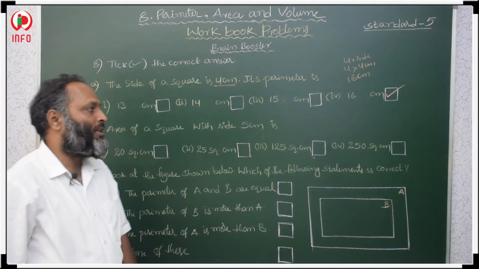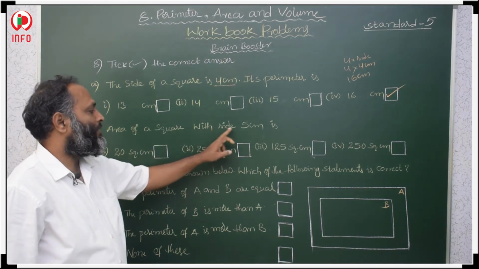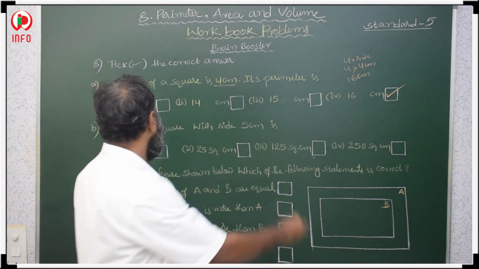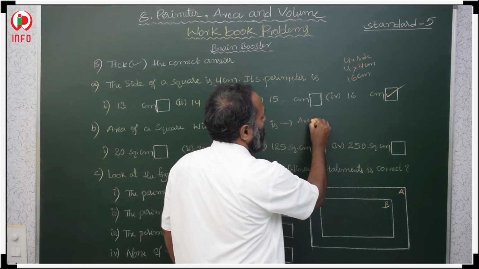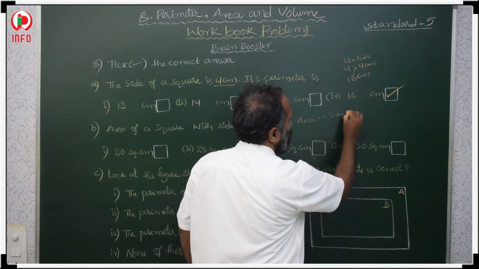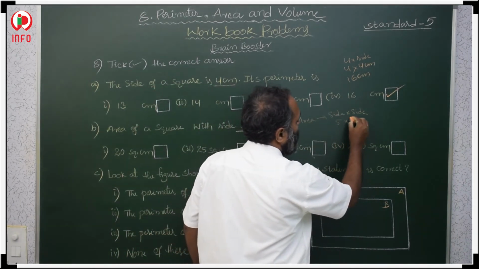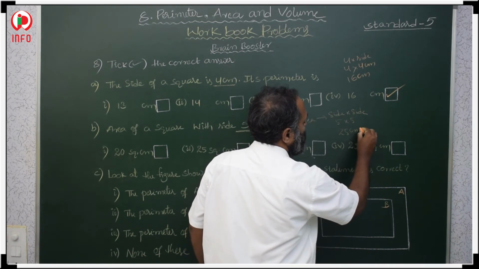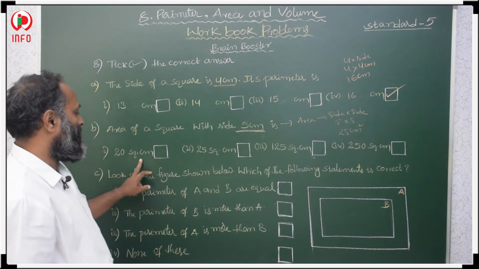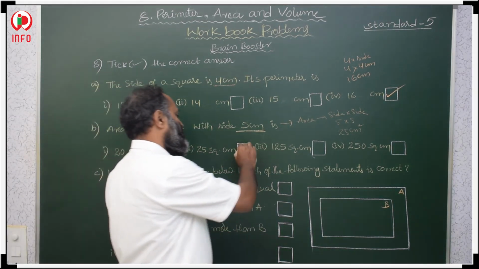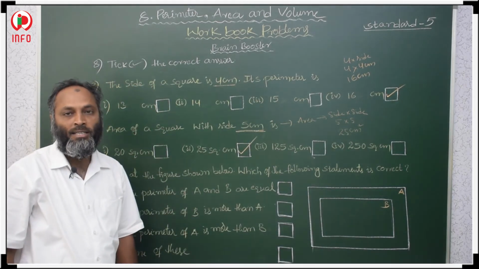16 centimeters. Okay. Next, the area of a square with a side 5 centimeter. Here side is given and he is asking area. So area of a square, area is equal to side into side. What is the side here? 5. 5 into 5. 5 5s are 25 square centimeters. So where is 25 square centimeters? Here, 20 square centimeters, 25 square centimeters. The second one is the right answer.